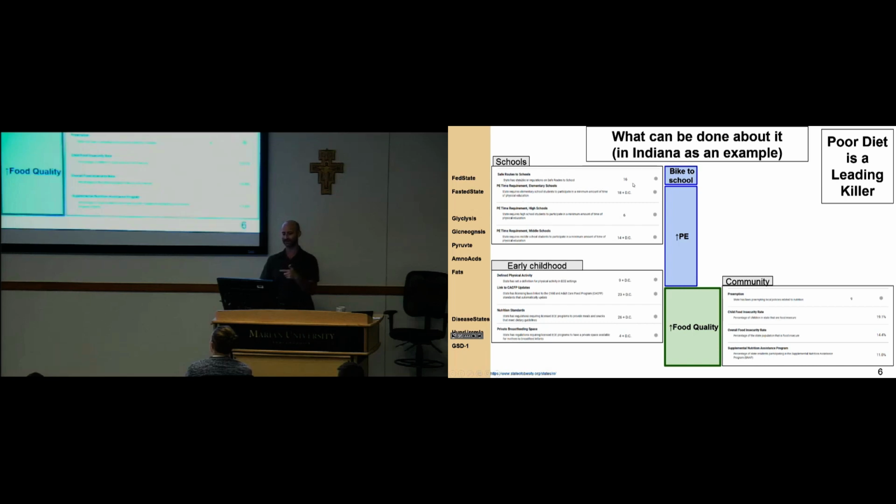Do you have safe routes to school? And this is the number of states that have that codified in law that they have to have that, right? So 16 states pay to have infrastructure so kids can bike to school. Do you have PE time requirement in elementary schools? 18 states do. There's another metric of do you require PE in school? Indiana meets that one. We do require it.